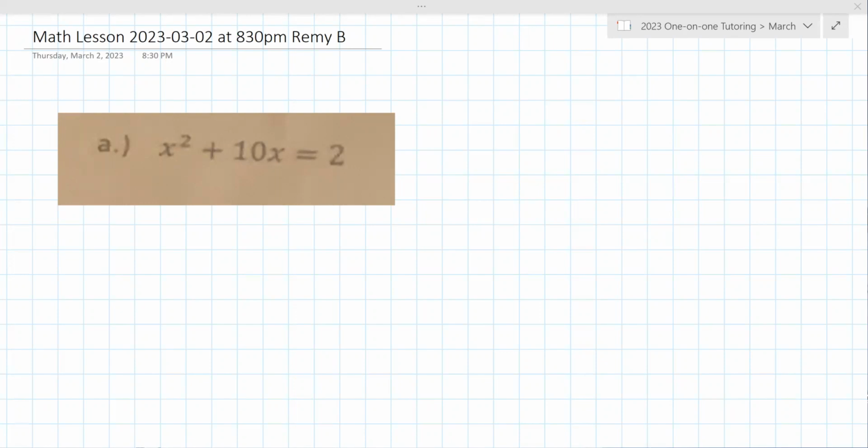All right, here we go. So we're going to do one problem A. Problem A is a completing the square problem. So you said you got it down. We'll get just a chance to see. I'm just going to change this up a little bit.